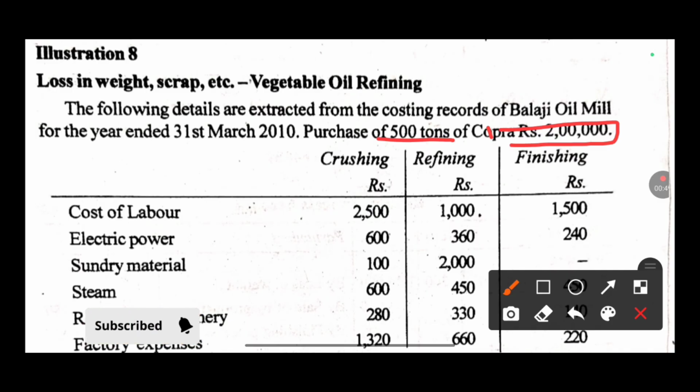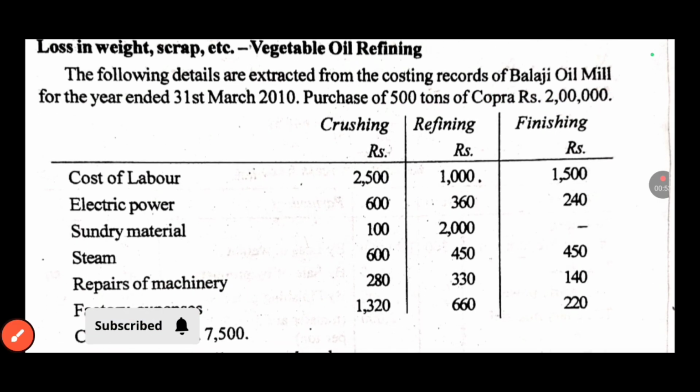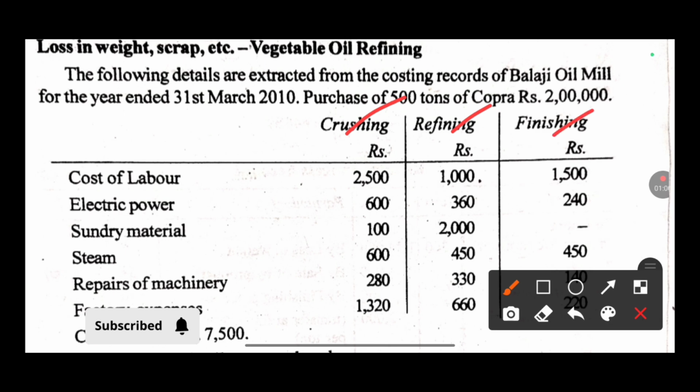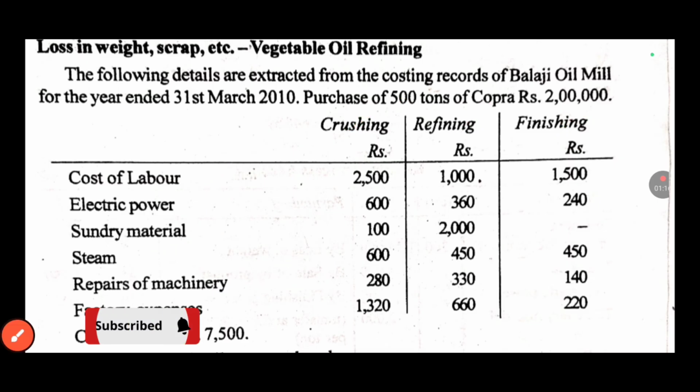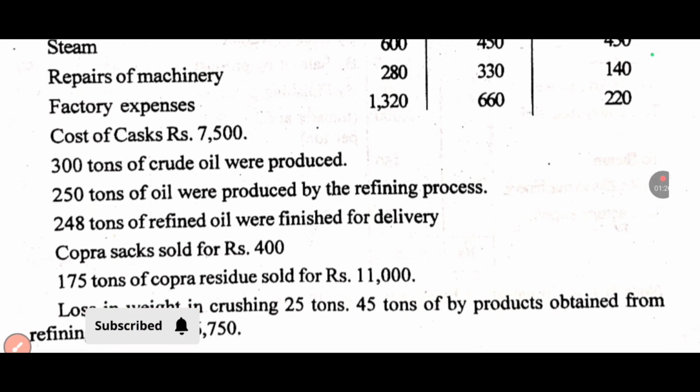Apart from that, they have given additional information for three processes. Biology Oil Mill produces the coconut oil through three processes. What are they? Crushing, refining and finishing. Each process includes the input items and the cost accordingly: cost of labor, electric power, sundry materials, steam, repairs of machinery, factory expenses.